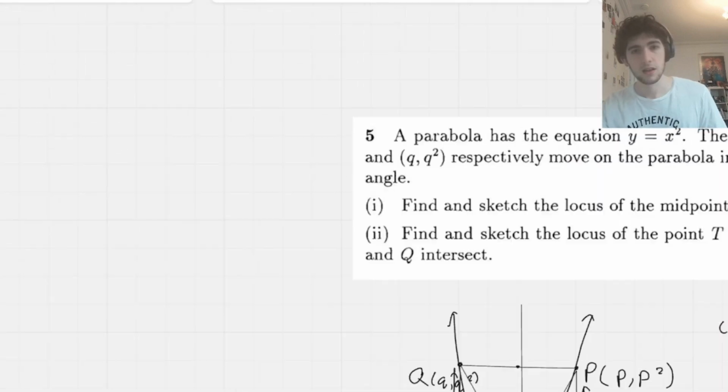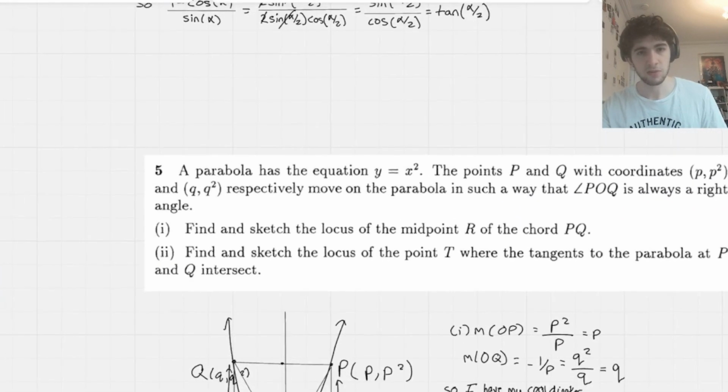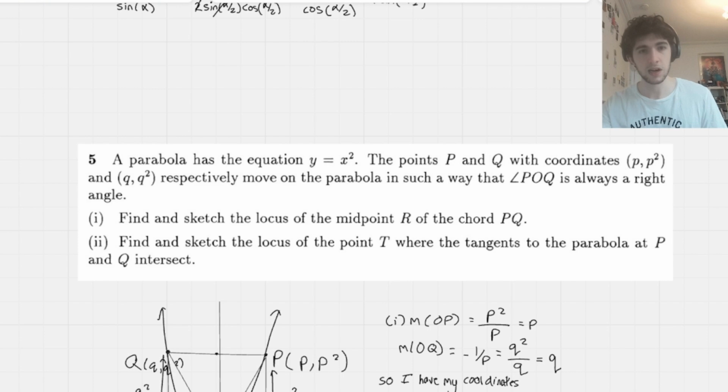Okay, let's just check that we've done everything. Find and sketch the locus of the midpoint R of chord PQ. We've done that. Find and sketch the locus of the point T where the tangents to the parabola at points P and Q intersect.